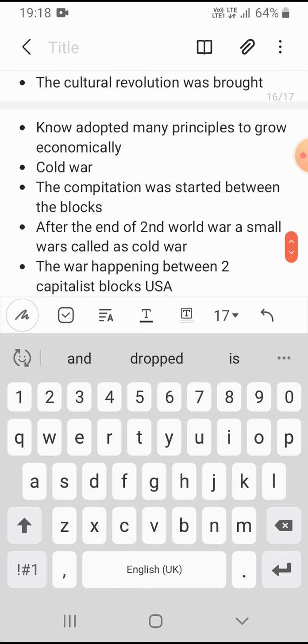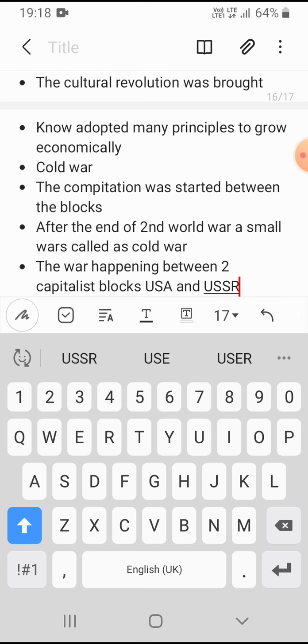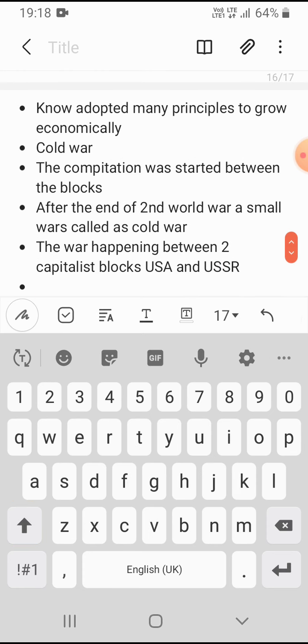The rivalry between the USA and USSR is called the Cold War, the small wars happening between the two blocs.